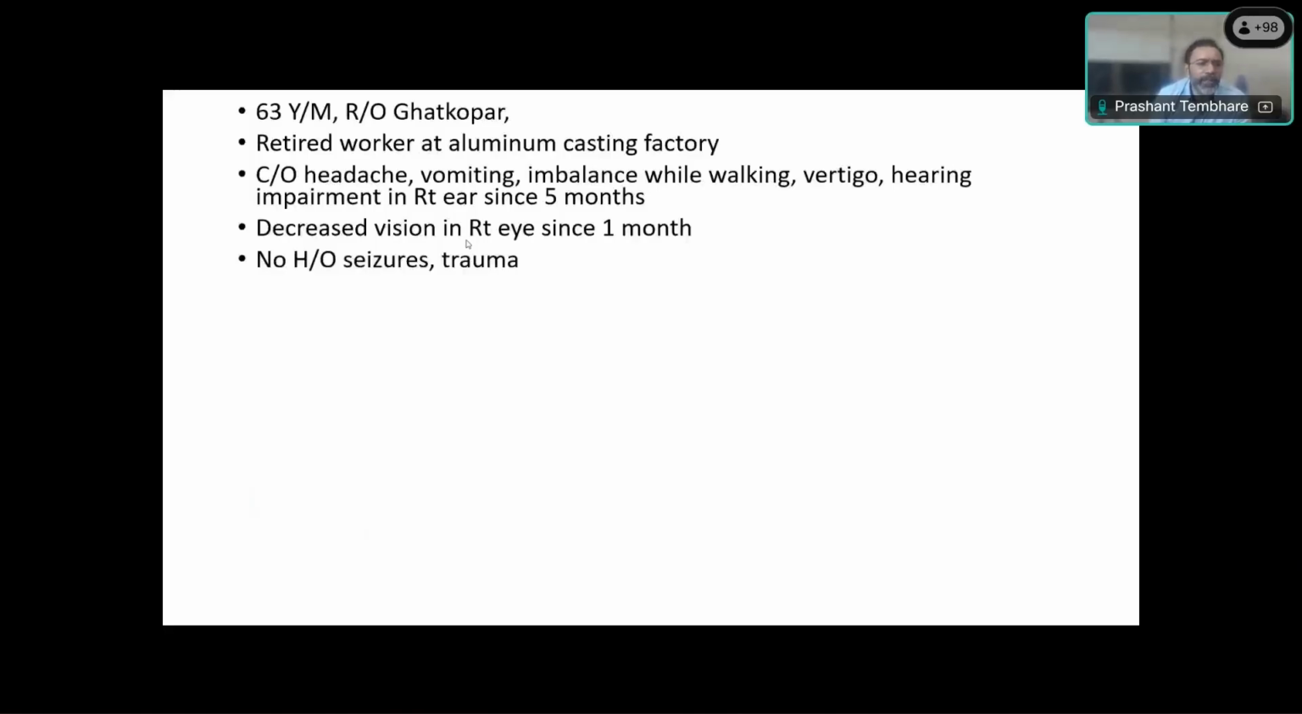Okay, so coming to case 3, this is a 63-year-old male patient. So one point. Yeah.